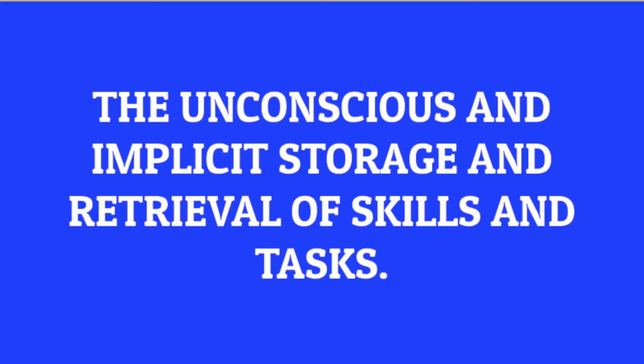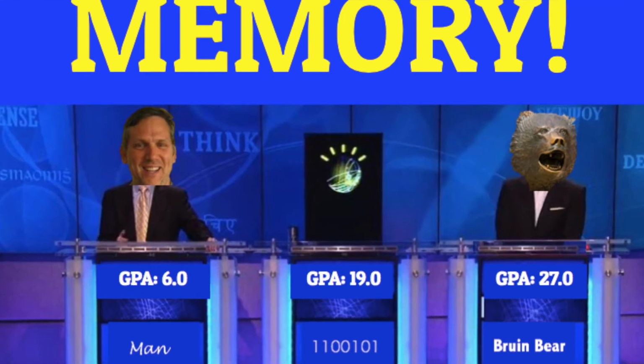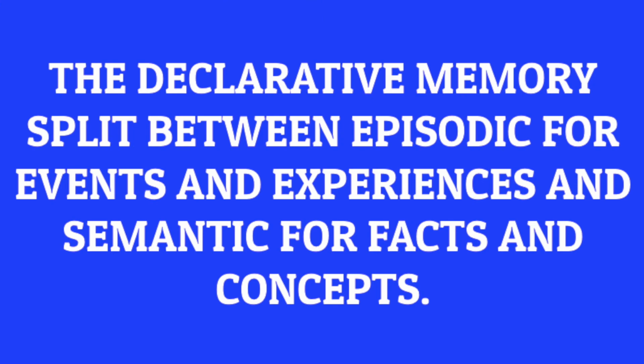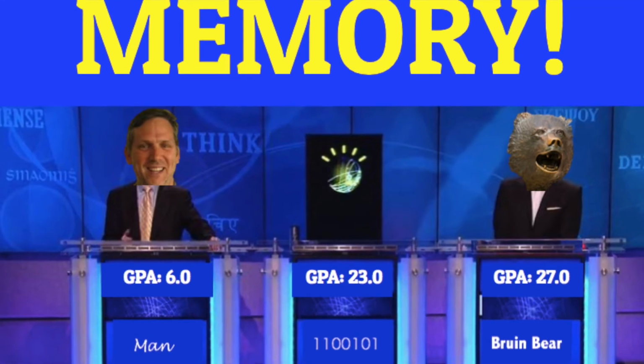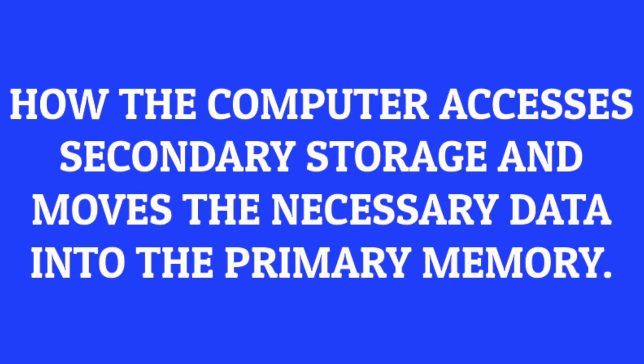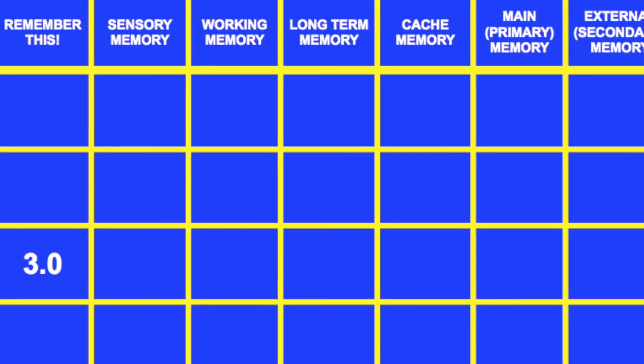The unconscious and implicit storage and retrieval of skills and tasks. What is procedural memory? Long-term for 4.0. Declarative memory split between episodic for events and experiences and semantic for facts and concepts. What is explicit memory? External for 4.0. How the computer accesses secondary storage and moves the necessary data into primary memory. What are input-output channels? Last question.